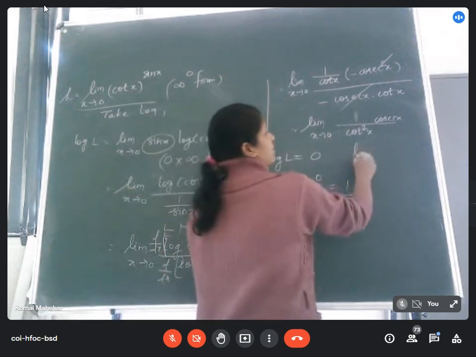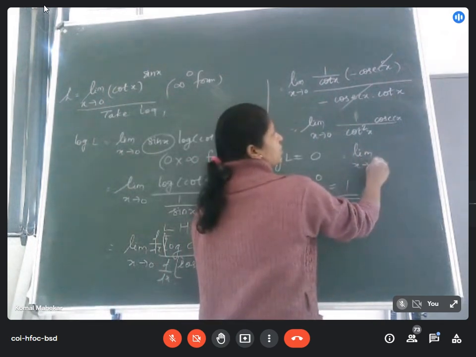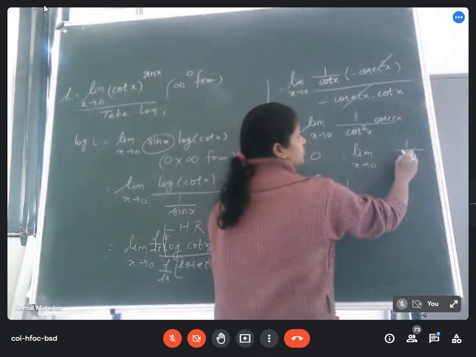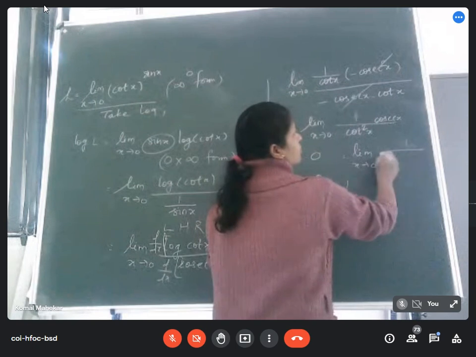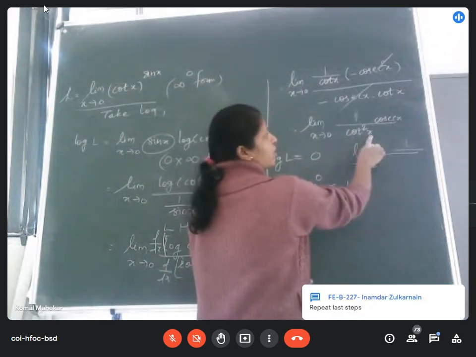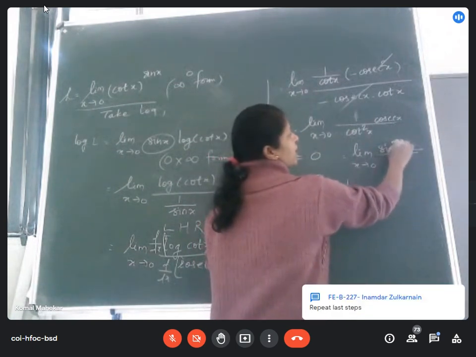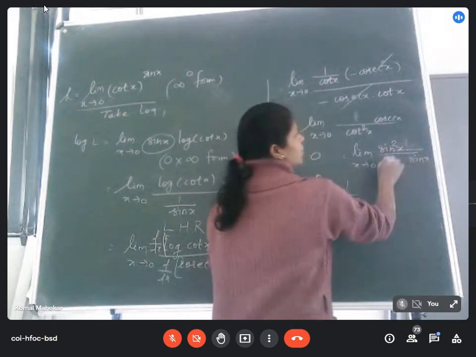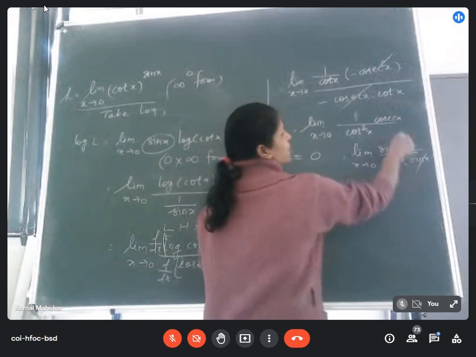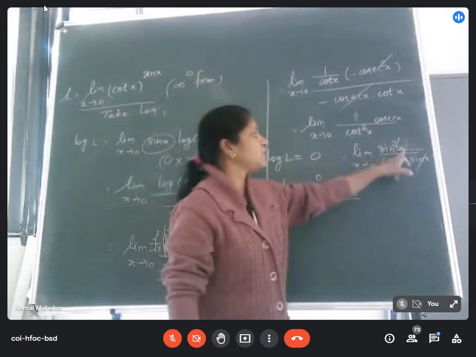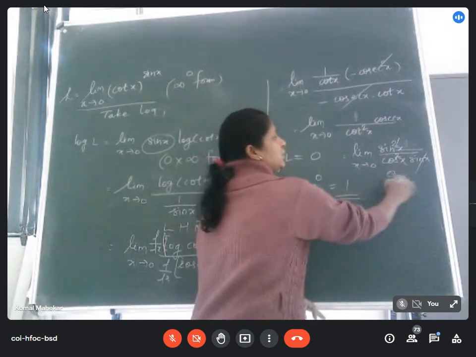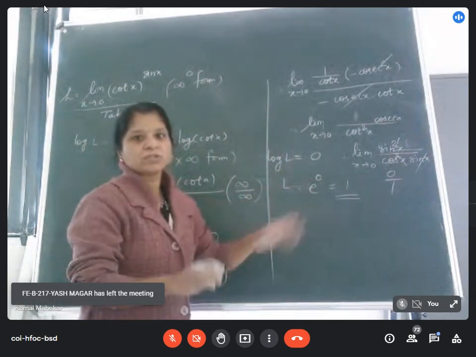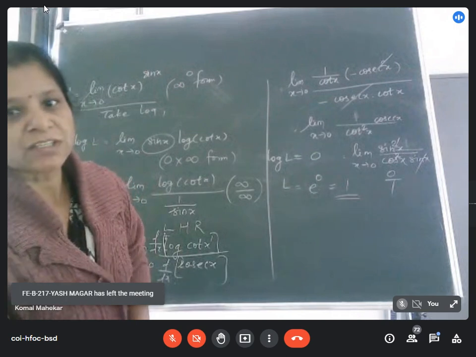See, when you simplify this limit x tends to 0, cosec is nothing but 1 upon sin x, cot square is cos square upon sin square. So this becomes sin square x multiplied by 1 upon sin x into cos square x. So one sin with this sin gets cancelled. Sin 0 is 0, cos 0 is 1. So this is 0 by 1, that is 0. So the right hand side value is 0. So L will be e raised to 0 and that is 1.